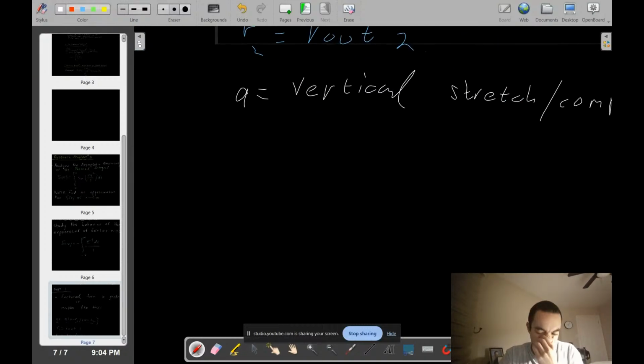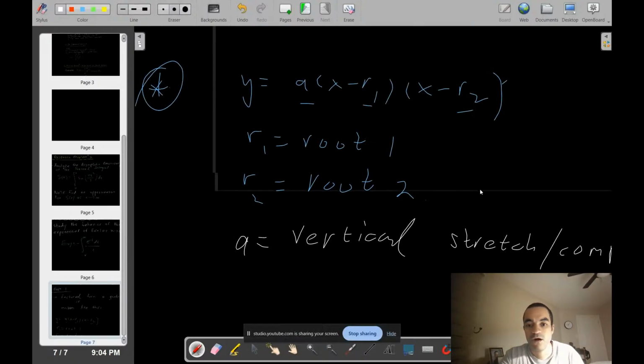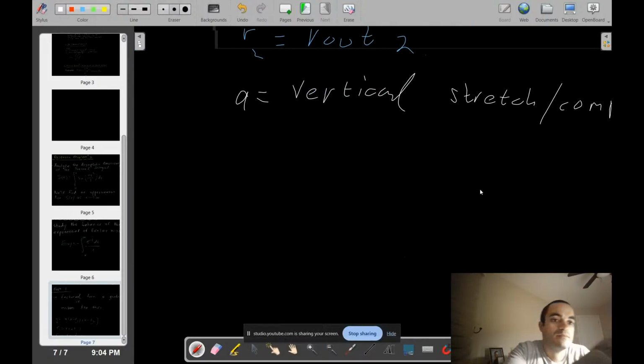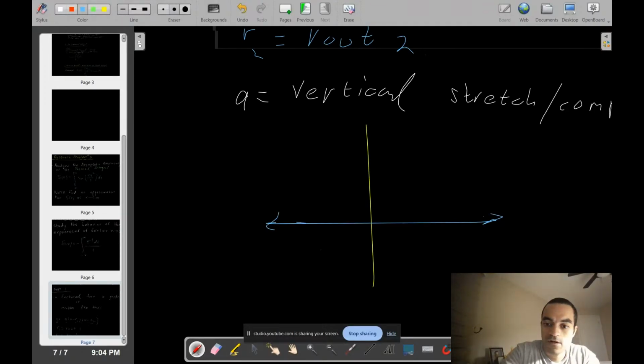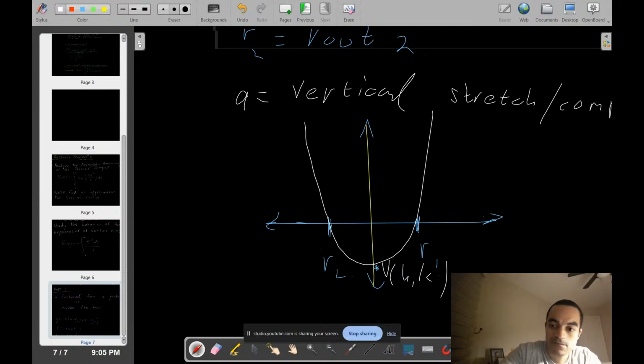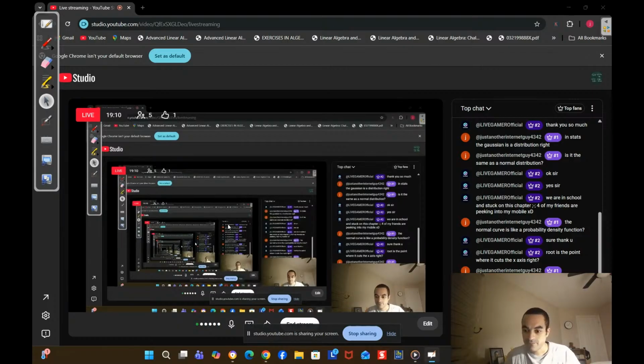Now, how do we get these important quantities? How do we get R1 and R2? Let me explain. If you have R1 and R2, let's say this is R1, this is R2. I'm giving you a visual here. Let's say the vertex is located down here, so vertex V of H comma K is something like this. This is your parabola. So here is a root, here's a root, here's your vertex. Just giving you a theoretical thing right now. Does that make sense?